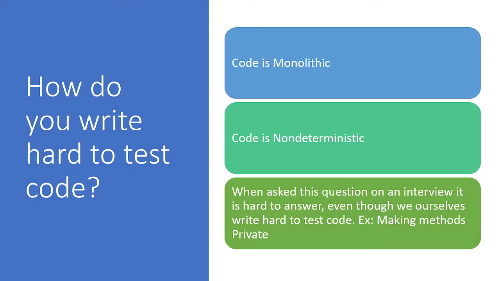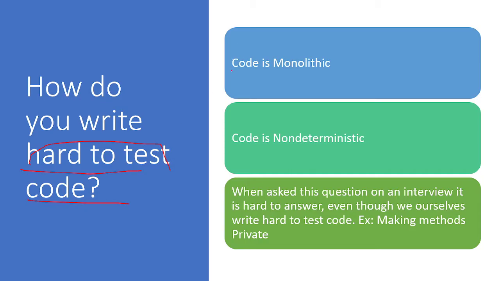Okay, so the first thing we're going to talk about: how do you write hard to test code? We're looking for code that's hard to test. Now, hard to test, what do you think that means? I would say hard to test means that it's going to be very tedious to test the code, and it's not going to be deterministic. What I mean by that is we're not going to be able to tell whether the code's working or not.